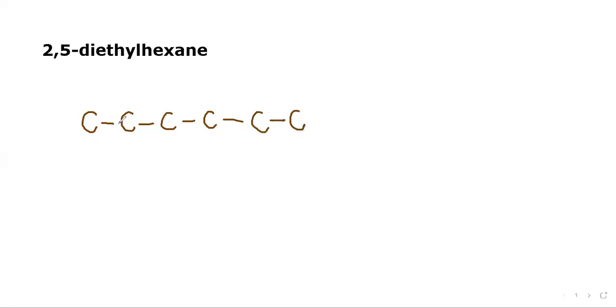And then you always make sure that you number the longest continuous carbon chain. So that will be 1, 2, 3, 4, 5, 6, right? So we are having what we call an ethyl group. It's very important that you know the difference between a methyl group as well as an ethyl group. So they're saying 2,5-diethyl.